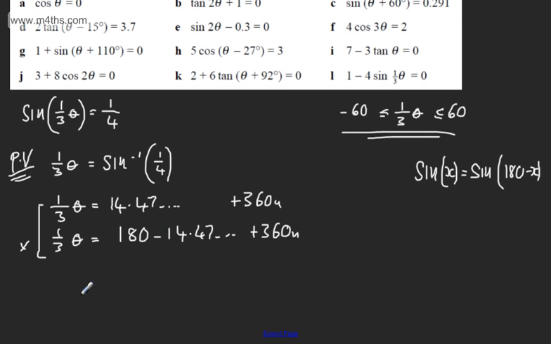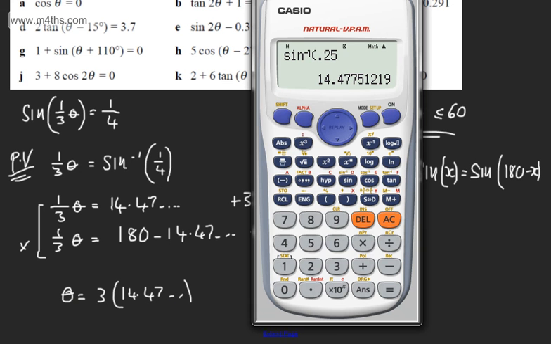So what did we have? We have the inverse sine of 0.25. Okay, that's 14.47, and then if I multiply that by 3, we get 43.4. So let's write that in. So theta is going to be equal to 43.4 degrees. We can see that's done to 1 decimal place.